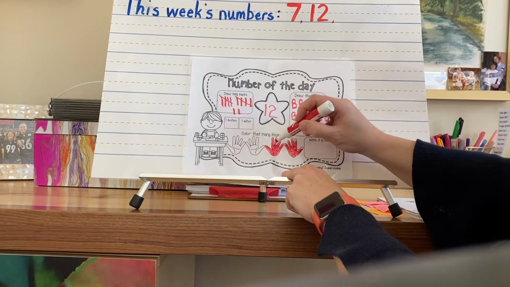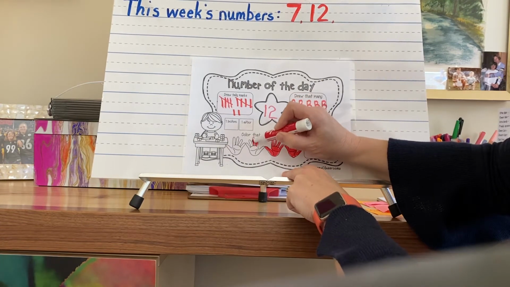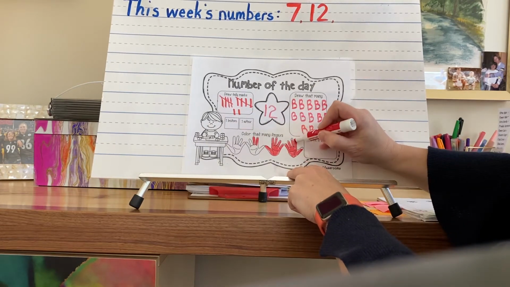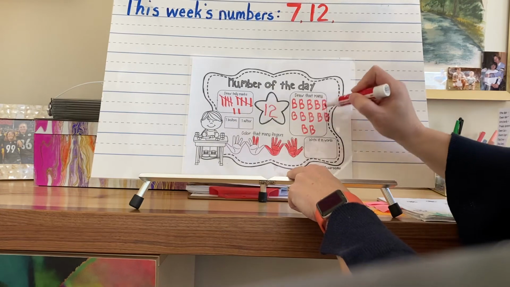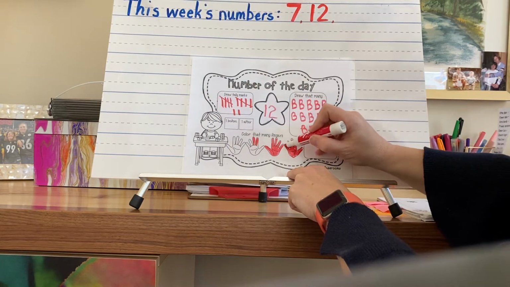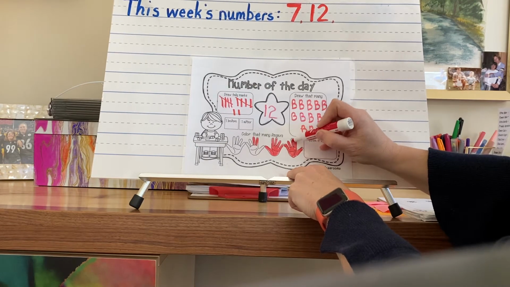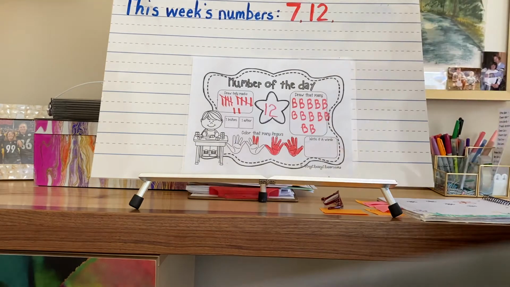So that's 5, 10, and then on this hand we just need 2 more. 1, 2, right? Let me fill these in a little bit. So 5, 10, 11, 12. See how that works? Yep, 5s are a nice way to quickly count when we're higher than 10, right?